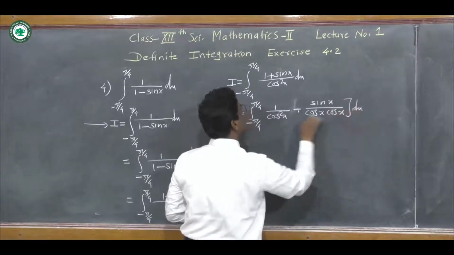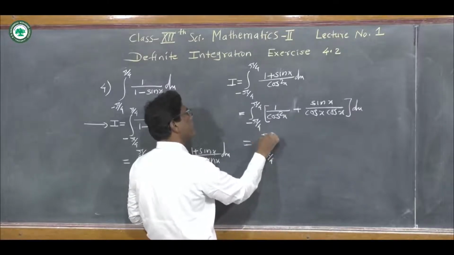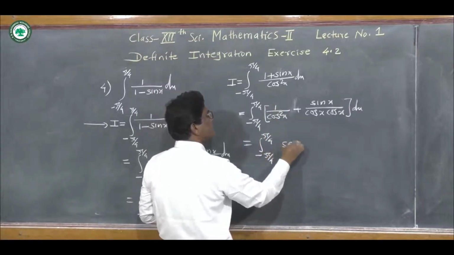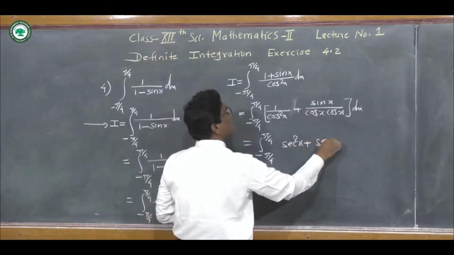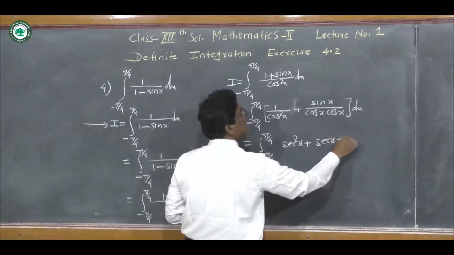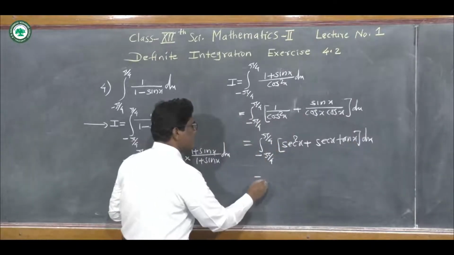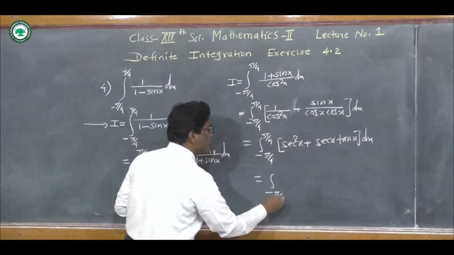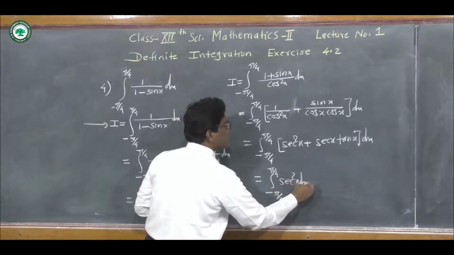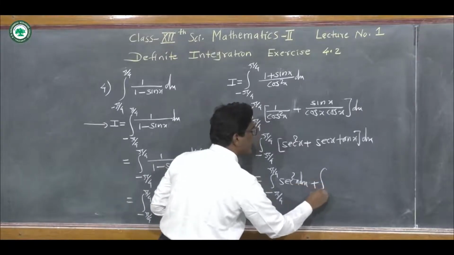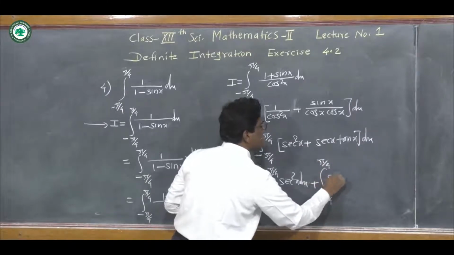and dx. So this is equal to integration from minus pi by 4 to pi by 4, and this 1 upon cos square x is sec square x, plus this 1 upon cos x is sec x, and sin x upon cos x is tan x dx. Now take the separate integration, and so it is equal to integration from minus pi by 4 to pi by 4, sec square x dx, and plus integration from minus pi by 4 to pi by 4, sec x tan x dx.